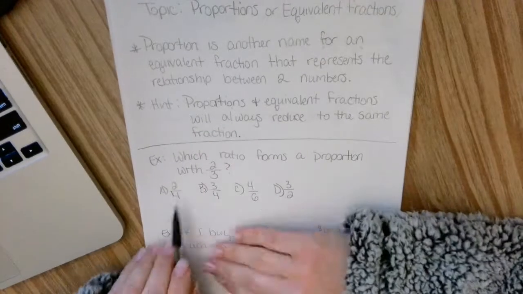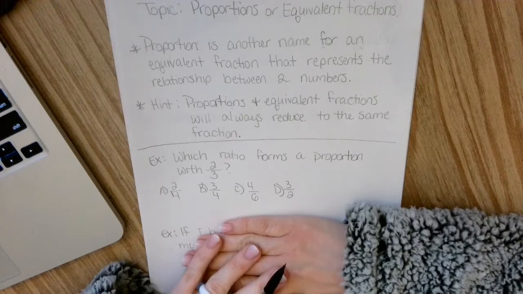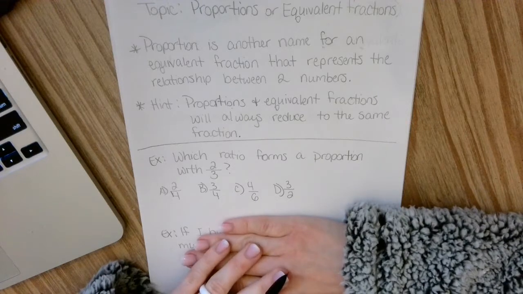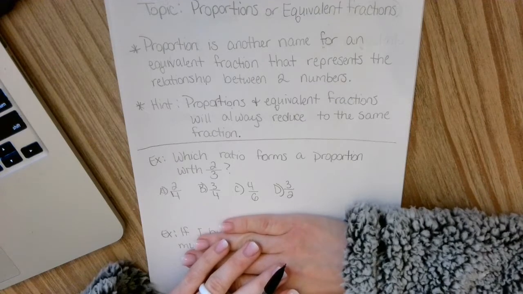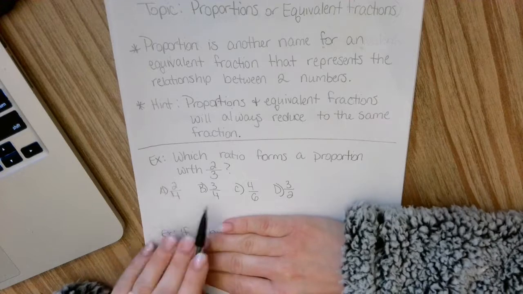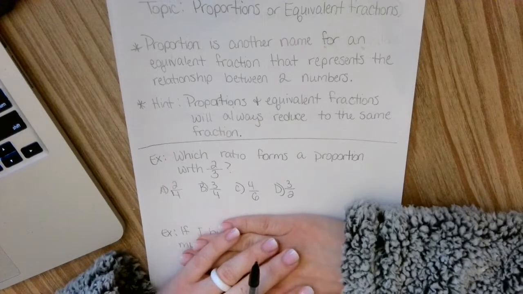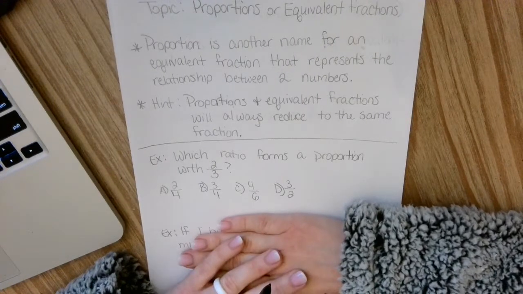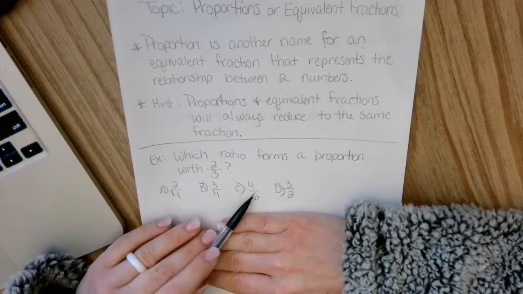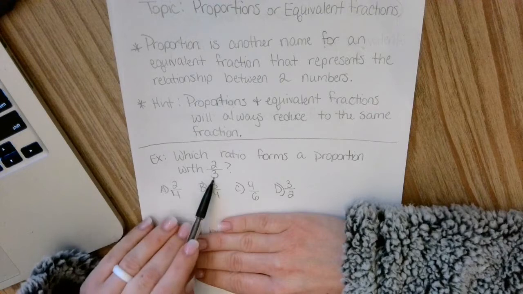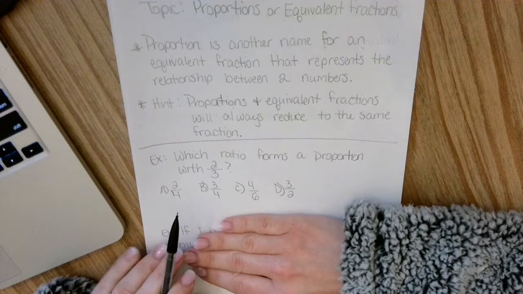Which ratio, this is a multiple choice question by the way, forms a proportion with 2/3? All this is asking you to do is pick the fraction that is the same as 2/3. Most of you can pick this out with no issues, but let's just pretend that it wasn't so easy. So I would reduce each of these answers down until I get 2/3. And the one that ends up reducing to 2/3 is my lucky answer.